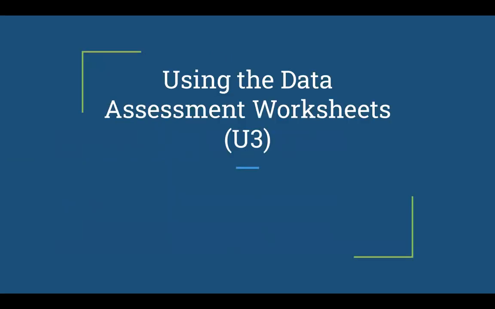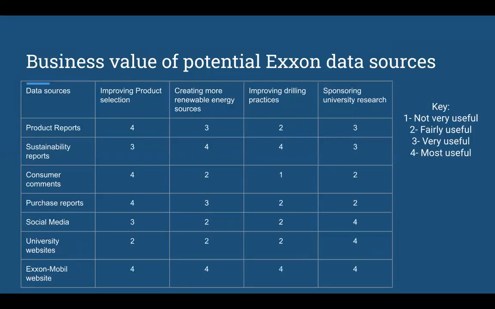The second part of Use Case 3 was using the data assessment worksheets. So this right here is the business value of potential Exxon data sources. It's a chart. We have data sources down here, which are the sources we described earlier: our product reports, sustainability reports, consumer comments, etc. And then on the x-axis, we have improving product selection, creating more renewable energy sources, improving drilling practices, and sponsoring university research. These are our key metrics here.